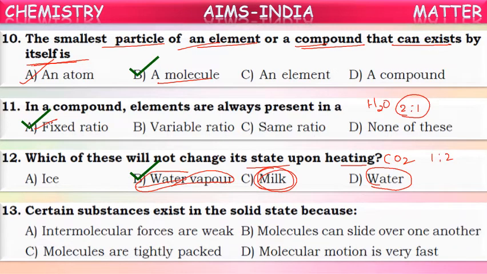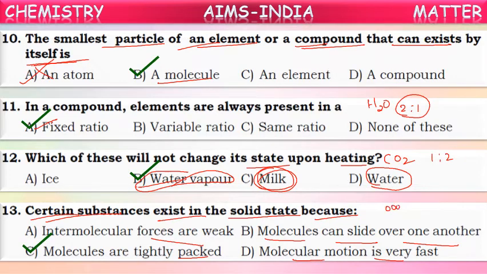Now come to the next question. Certain substances exist in the solid state. Certain substances, here it is not an atom or molecule. Certain substances exist in the solid state because intermolecular forces are weak, molecules can slide over one another, molecules are tightly packed, and molecular motion is very fast. Some substances exist in solids only. Suppose you take iron as the example, whatever the molecules or atoms of iron are present, they will be packed tightly, and the intermolecular forces are strong, isn't it?